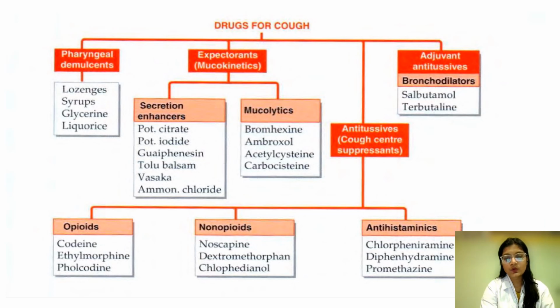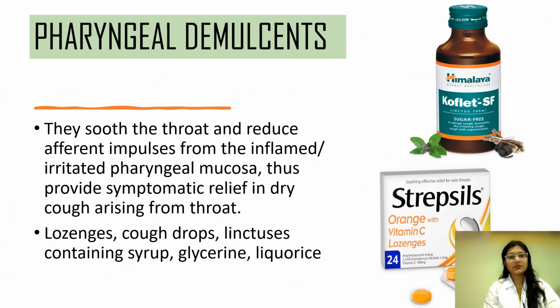We already know the bronchodilators. They are salbutamol and terbutaline. So firstly, pharyngeal demulcents. They soothe the throat directly as well as by promoting salivation, and also reduce afferent impulses from the inflamed or irritated pharyngeal mucosa, thus providing symptomatic relief in dry cough that arises from the throat. They include lozenges, cough drops, and linctuses containing syrup, glycerin or licorice.